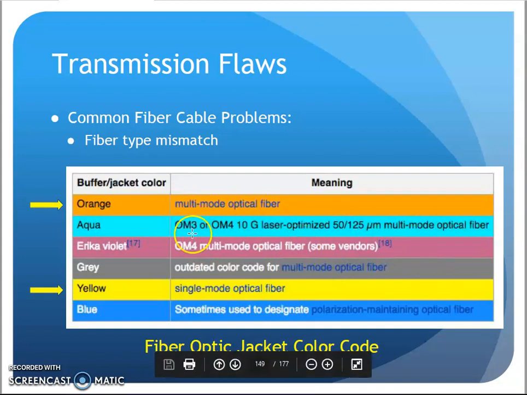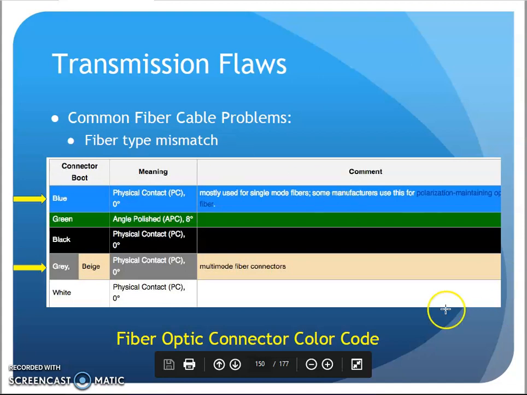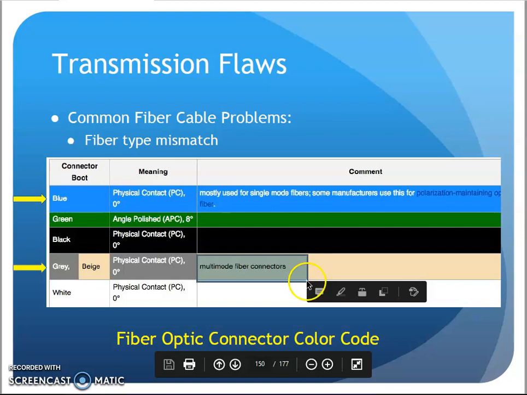So here's some reminders: fiber optic jackets are usually color-coded to help you know. And also the fiber connectors are color-coded to let you know. Those connector boots are there to let you know. A lot of the ones we terminate in our lab room are these beige connectors here, because they're multi-mode fiber connectors.